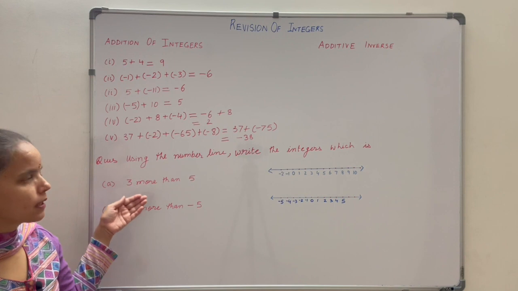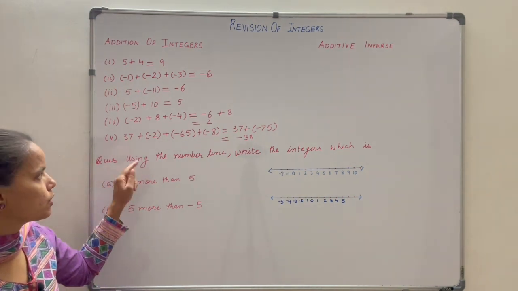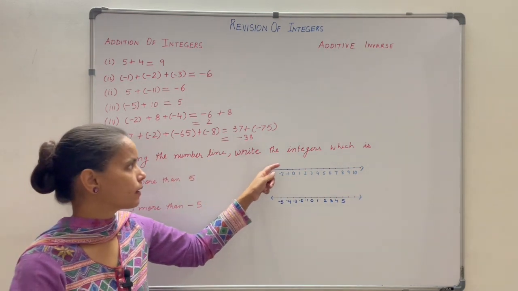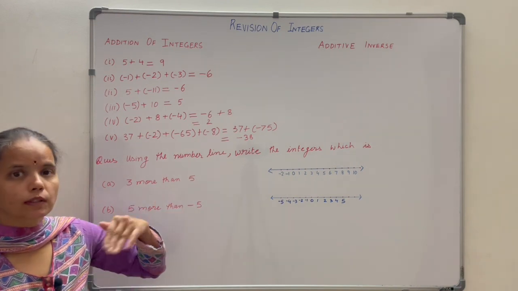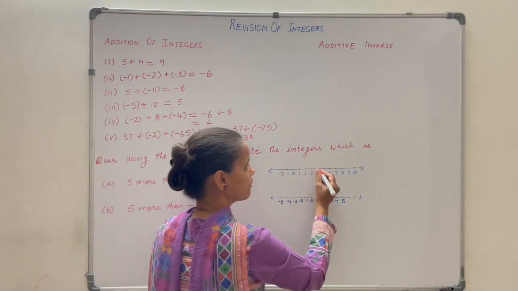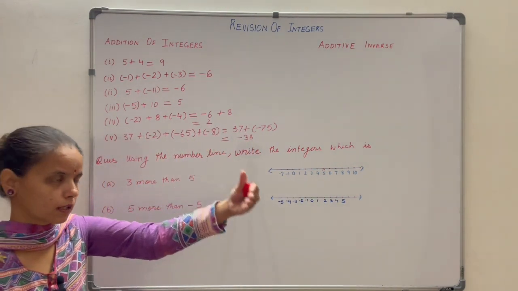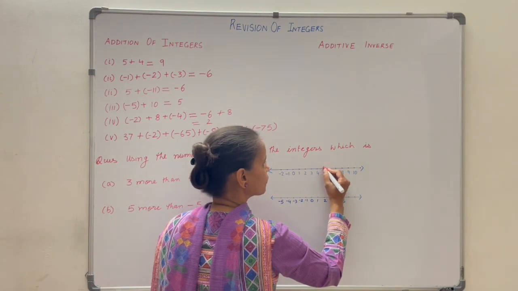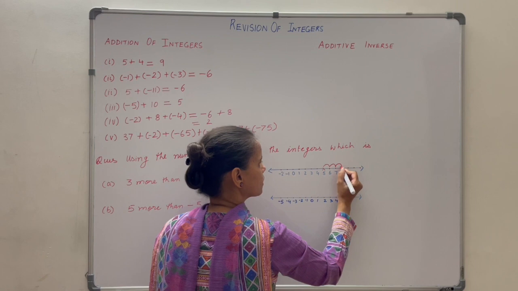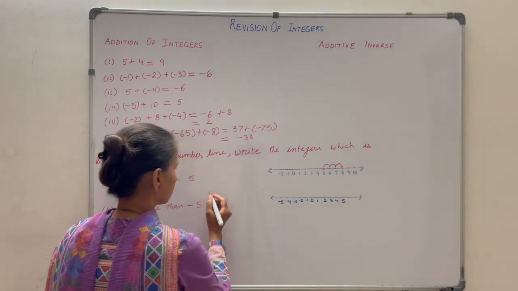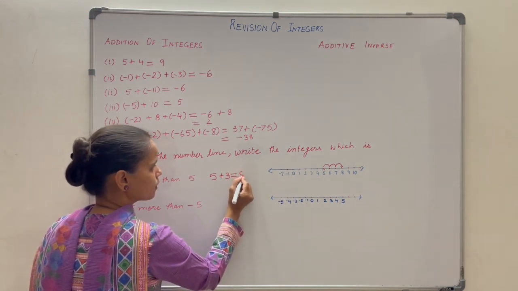Now let us see how to add integers on the number line. Let's take this question. Using the number line, write the integer which is 3 more than 5. 3 more than 5 means first you need to locate 5. Your 5 is here. 3 more means you move towards the right. Whenever you add, you move towards the right. 1, 2, 3. What is the answer? 8. So 3 more than 5 is equal to 8.